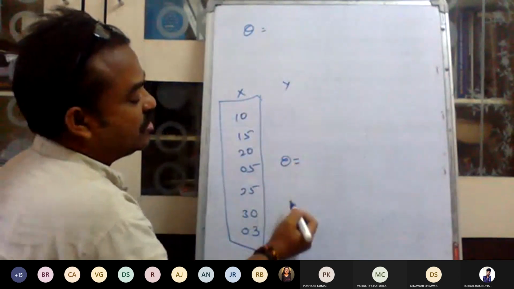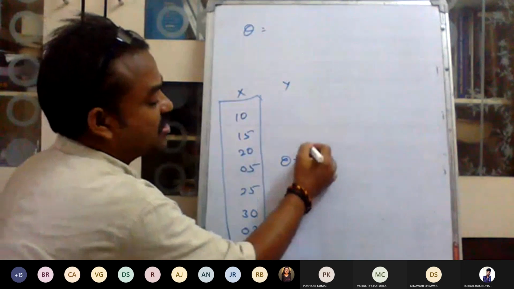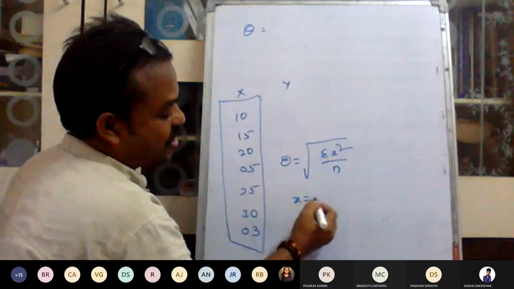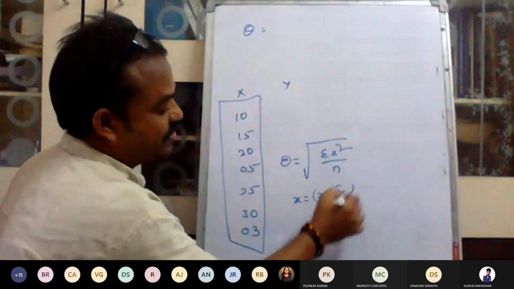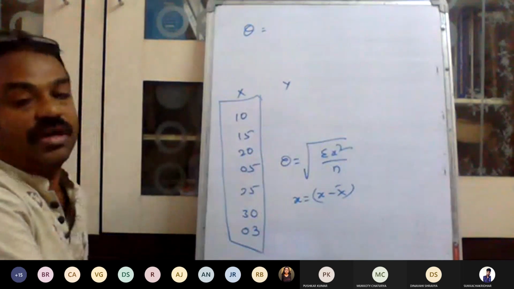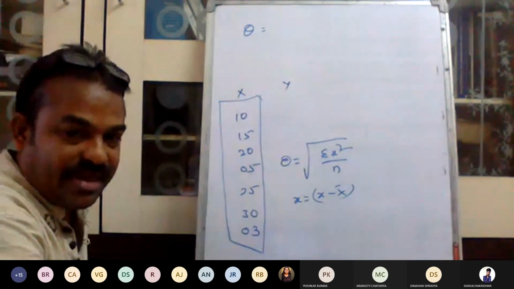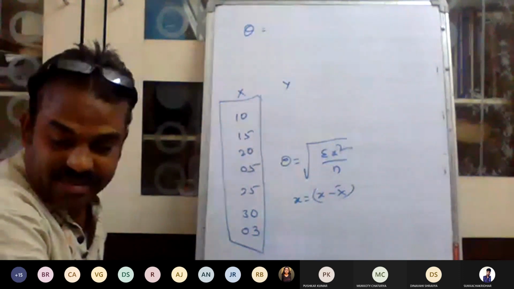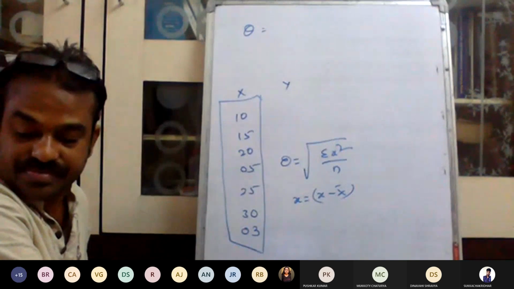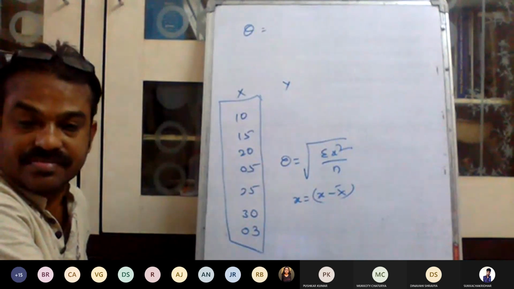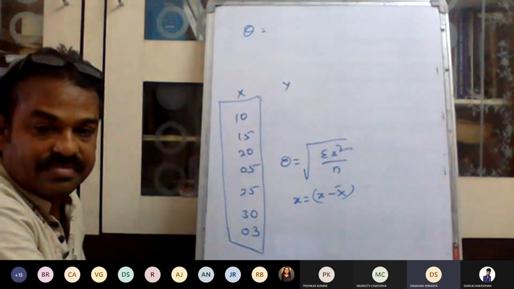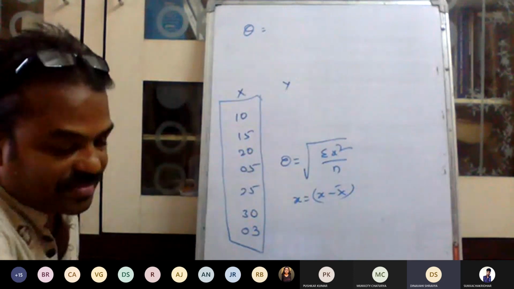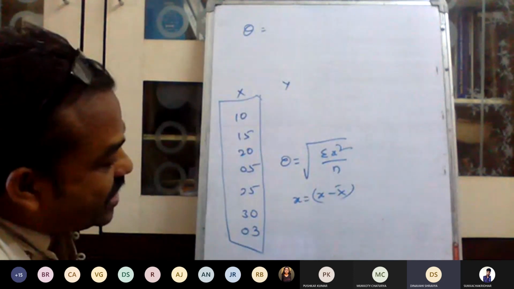Standard deviation in case of the individual series is equal to the root of sigma x square divided by n, where x is equal to x minus arithmetic mean. That's all. This is in case of the individual series. Okay? Clear? So standard deviation is equal to the root of sigma x square divided by n, where x is x minus mean.